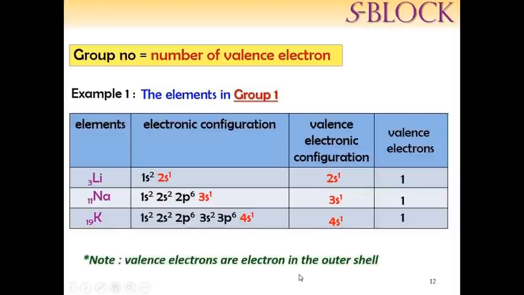For sodium, the electronic configuration is 1s2 2s2 2p6 3s1. The valence electronic configuration is 3s1 and the valence electron is 1. And potassium, the electronic configuration is 1s2 2s2 2p6 3s2 3p6 4s1, and the valence electronic configuration is 4s1 and the valence electron is 1. Note, the valence electrons are electrons in the outer shell.